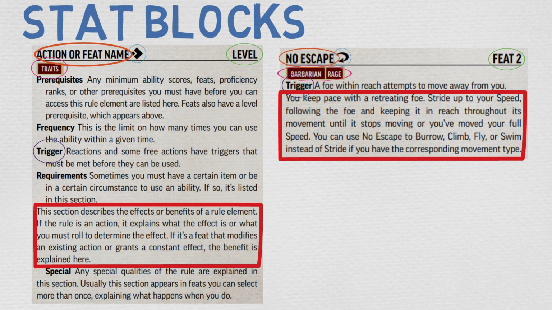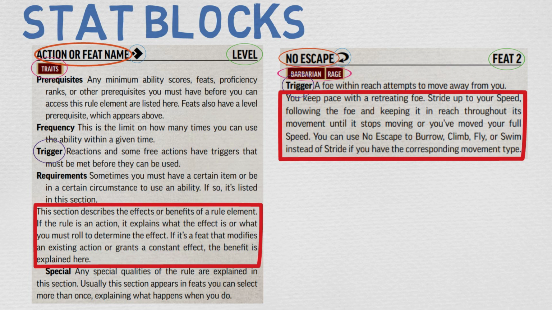Not to mention, I don't think it would render properly, but I just ran into a lot of headaches. So I kind of circled and highlighted where the corresponding sections are. At the top, you're going to have the action or feat name. In the case of our example, it's No Escape. And then you're going to have whatever action it uses.